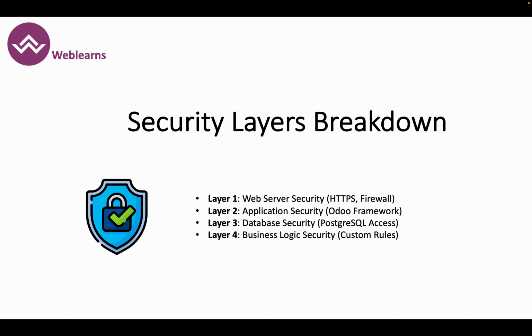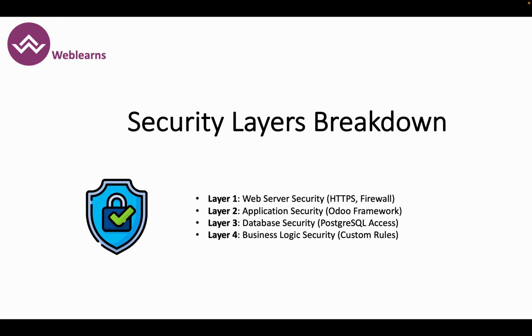Now, let's dive into the four security layers that make Odoo so robust. Layer 1 is your web server security. This includes HTTPS encryption and firewall protections. It's your first line of defense against external threats.